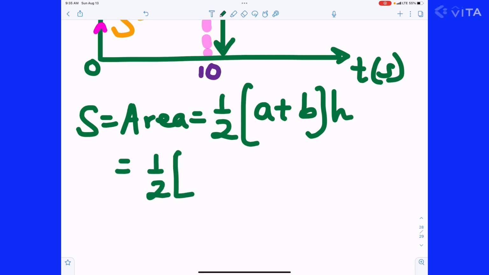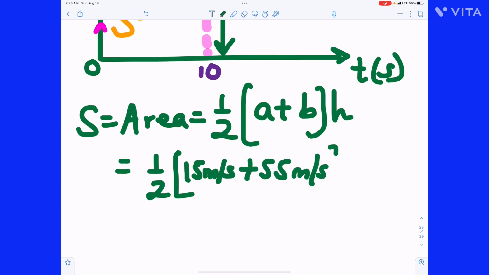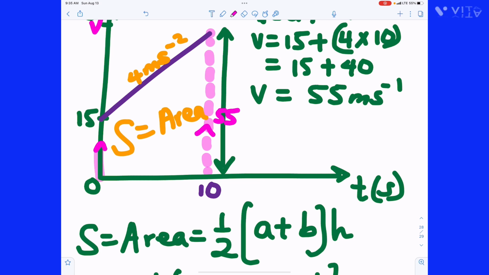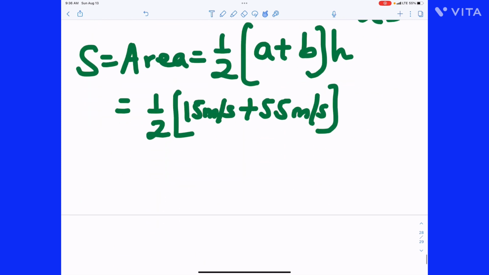That will give me half times 15 meters per second plus 55 meters per second times what? H. H is the perpendicular height of the trapezium. This is the trapezium here. Can you see that? These are the two parallel sides, this side and this side. I know the length of the two parallel sides. The perpendicular height between them is here. This height is perpendicular to the two parallel sides. So my H is what? 10. That gives me my H as 10 seconds.